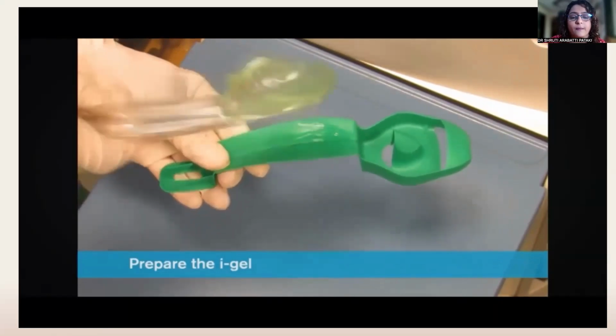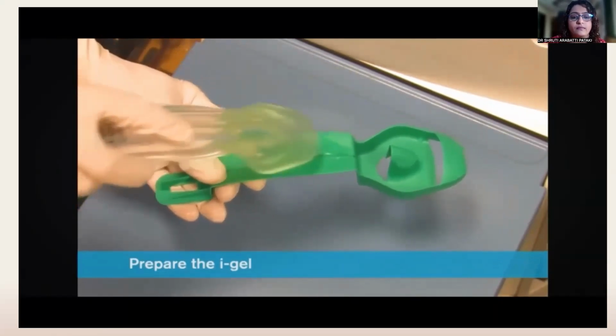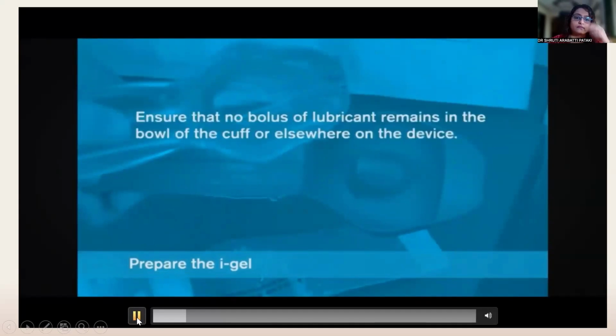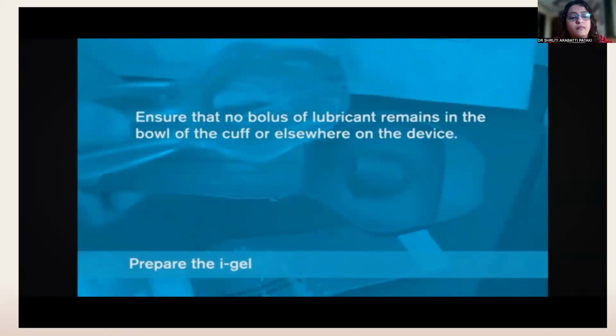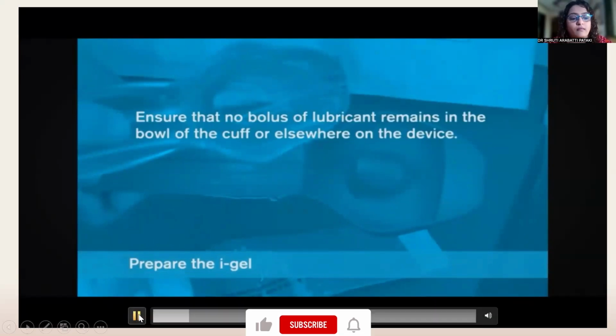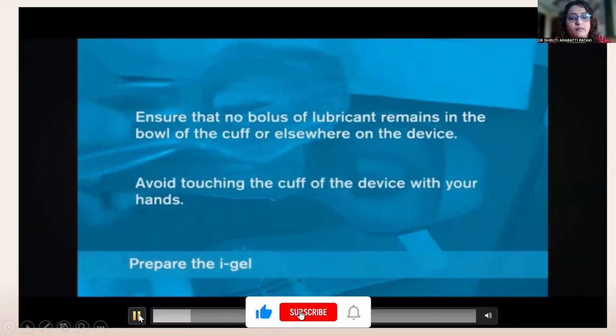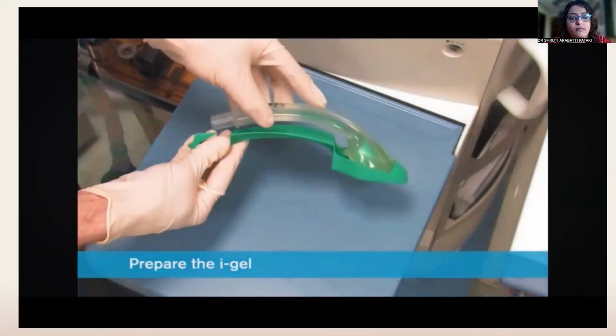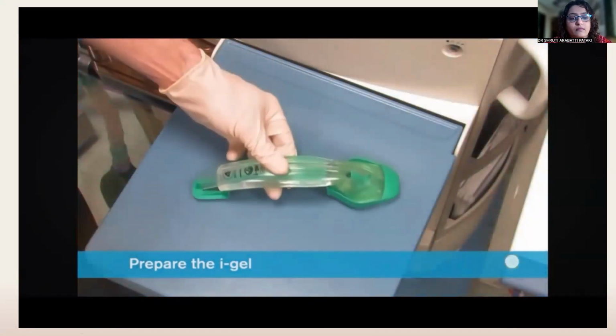This process may be repeated if lubrication is not adequate. But after lubrication has been completed, check that no bolus of lubricant remains in the bowl of the cuff or elsewhere on the device. Avoid touching the cuff of the device with your hands. Place the i-gel back into the cradle in preparation for insertion.